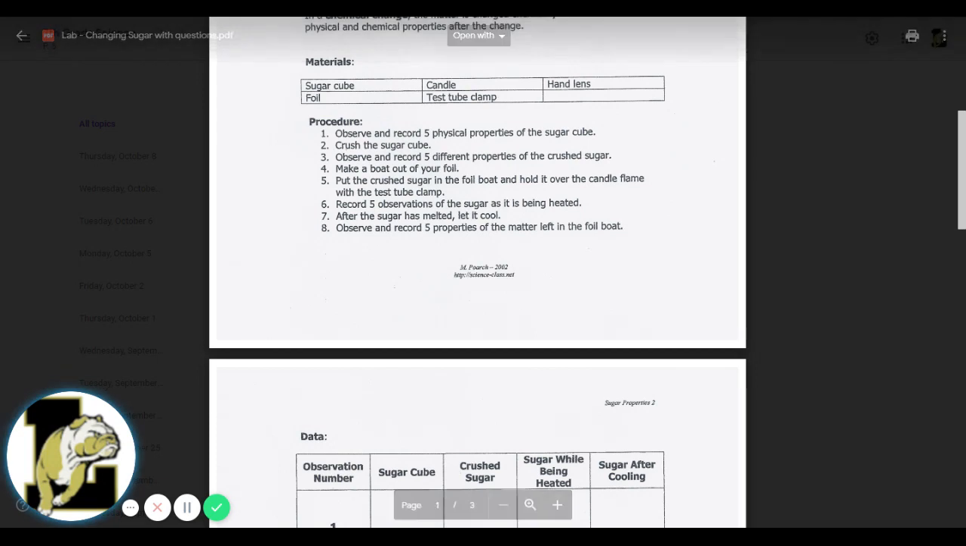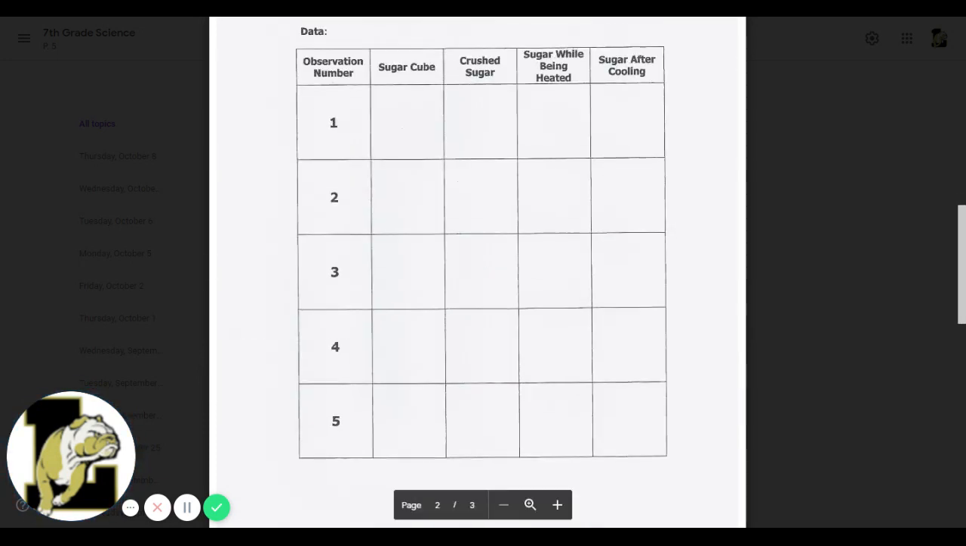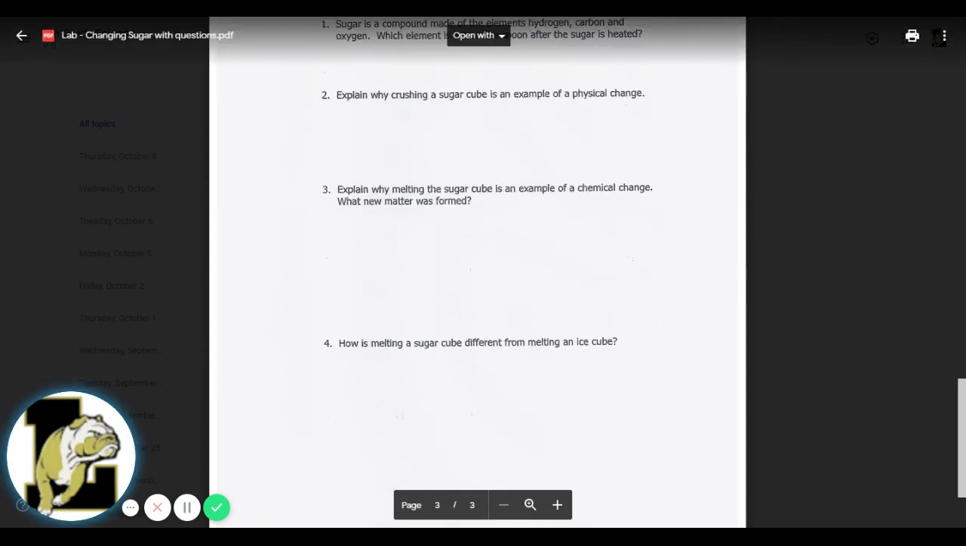Okay, you need to make sure you're taking a close look at what happens and whether you think it's a physical change or a chemical change, whether when you crush the sugar. Again, hopefully you realize that that is a physical change. After you burn the sugar, hopefully you realize that that is a chemical change. And that is what you're going to do and answer these 4 questions.